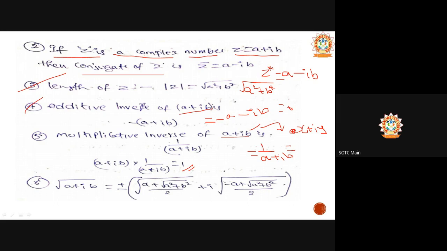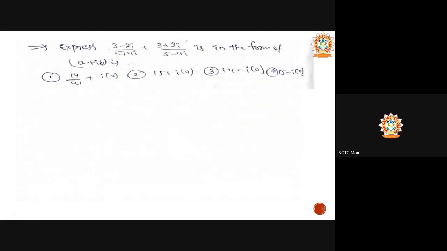Yes, perfect. But if you want to represent it in a complex number format, you need to do the rationalization with a minus ib, right? So a minus ib by a minus ib. Then you will get it in the form of x plus iy, right? Next, under root a plus ib is equal to plus or minus under root a plus under root a square plus b square by 2 plus i under root minus a plus under root a square plus b square by 2. This is not that important, we can ignore it for now.